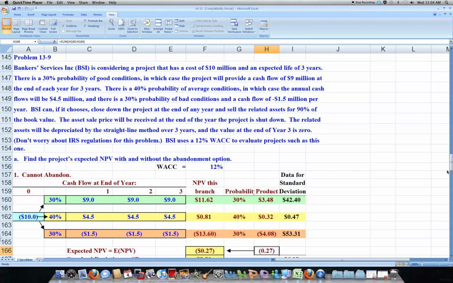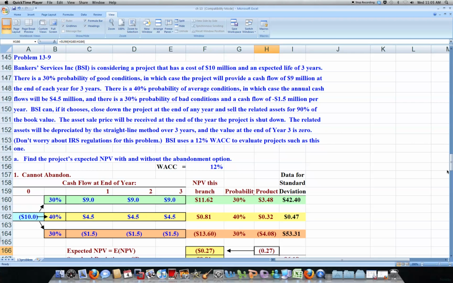Okay, let's look at 13.9. Banker Services is considering a project that's going to have an initial cost of $10 million and an expected life of 3 years. There's a 30% probability of good conditions. If that happens, we're going to have a $9 million cash flow for 3 years. There's a 40% probability of average conditions, and the cash flows will be $4.5 million for 3 years. And there's a 30% probability of bad conditions, and the cash flow will be minus $1.5 million per year.